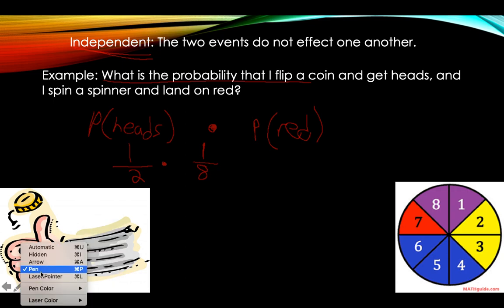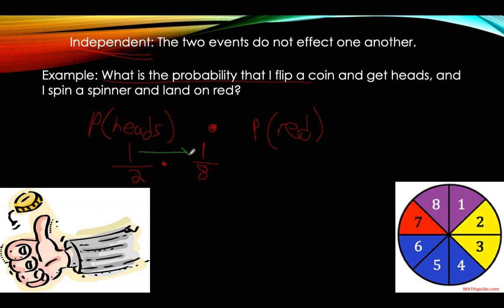And when you multiply fractions, just a refresher, you multiply the tops and you multiply the bottoms. So 1 times 1 equals 1. 2 times 8 equals 16. So the probability of flipping a coin once and getting heads and spinning the spinner once and getting red is 1 out of 16. So that would be the probability of getting heads and the probability of spinning red.